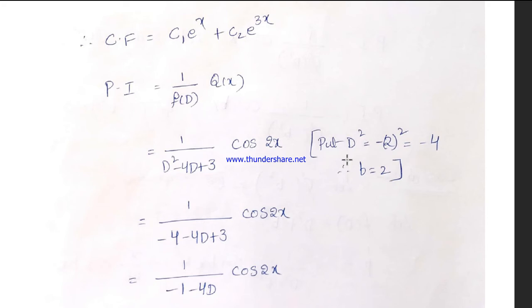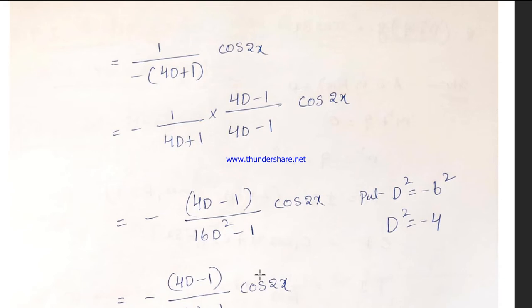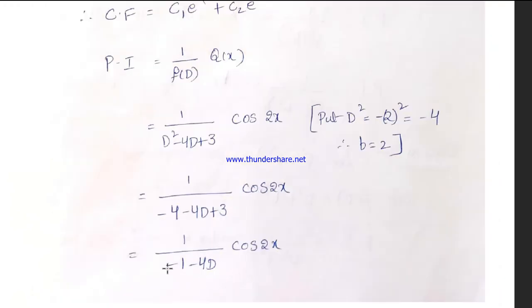So we substitute D square is equal to minus b square, that is minus 4. Minus 4D plus 3, we get 1 by minus 4 plus 3, that is minus 1, minus 4D, into cos 2x. So again we have to apply the same method. You can substitute D square is equal to minus b square, but here only D is there. How can you substitute D square is equal to minus b square?